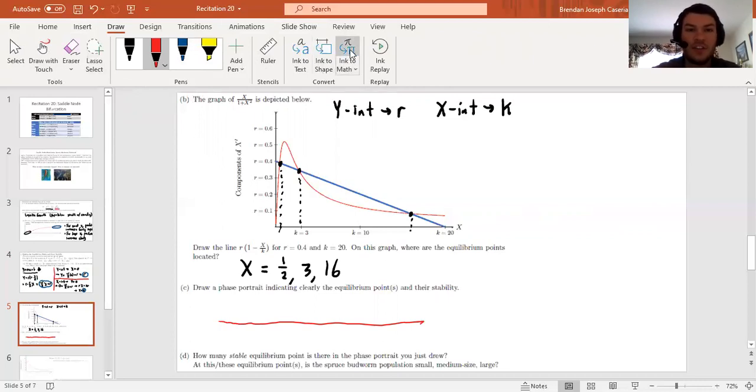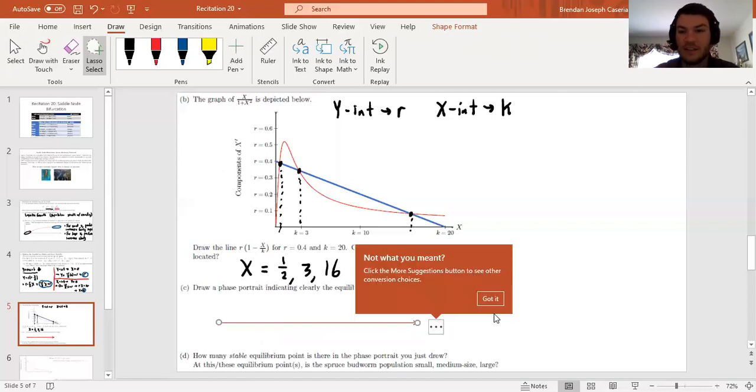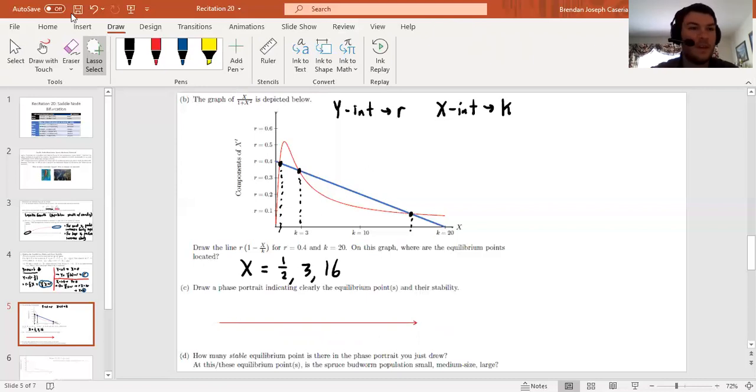I'm too lazy to get the shape, so what I'm going to do is use a nifty PowerPoint feature. Yes, it is what I meant. I wanted a line. Okay. Get it. So from this, we want to mark off our equilibrium points. I'm not going to draw it to scale because it doesn't matter.